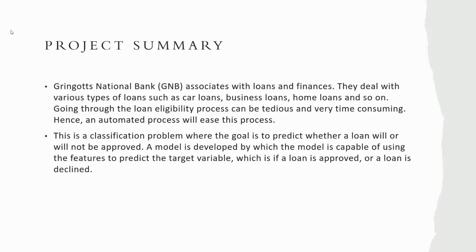For our project summary, Gringotts National Bank deals with loans and finances, with various types of loans such as car loans, business loans, home loans, and so on. Going through the loan eligibility process can be tedious and very time consuming. Hence, an automated process will ease the process of determining loan eligibility. This is a classification problem where the goal is to predict whether a loan will or will not be approved. A model is developed that is capable of using the features to predict the target variable, which is, in this case, whether a loan is approved or declined.